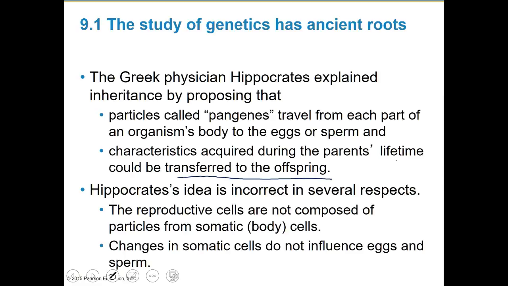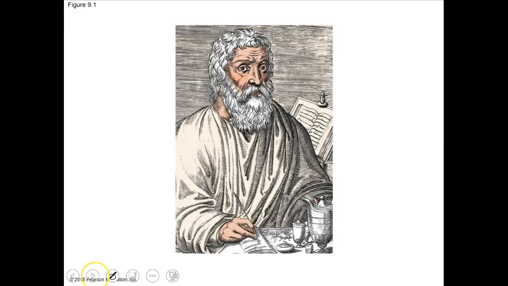Hippocrates' idea is incorrect in several aspects. The reproductive cells are not composed of particles from the somatic body cells, and changes in somatic cells do not influence the egg or the sperm. So it's a little bit off there, but at least the idea that started was the transfer to offspring. So there's old school Hippocrates.